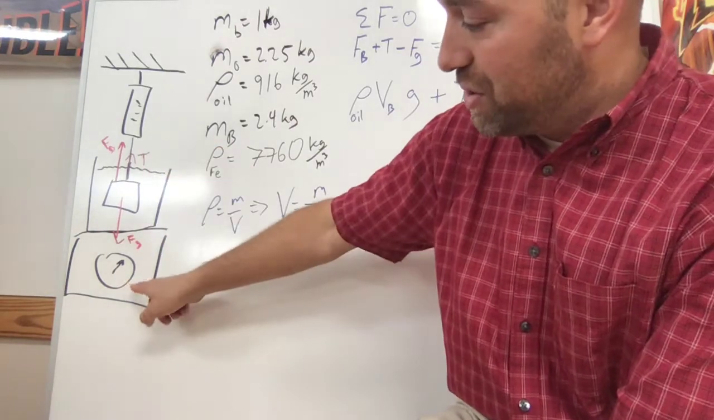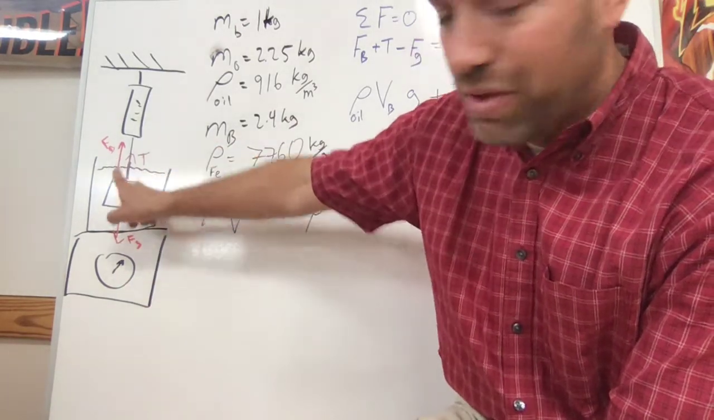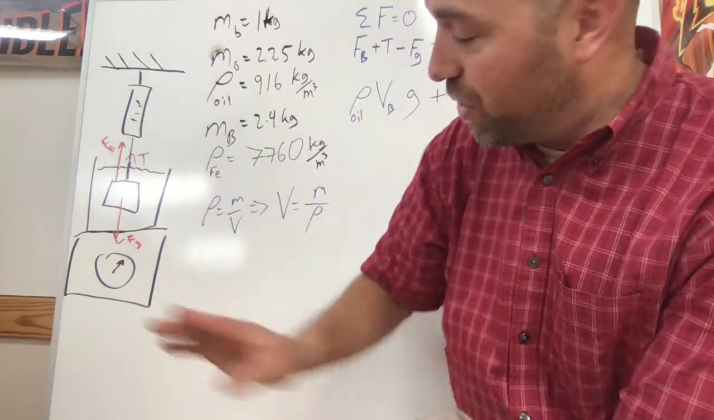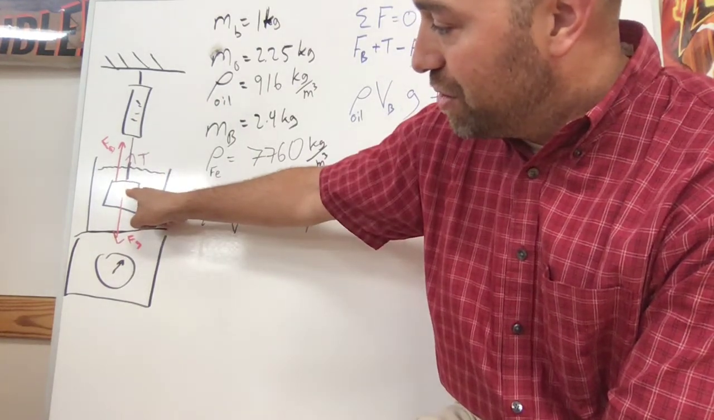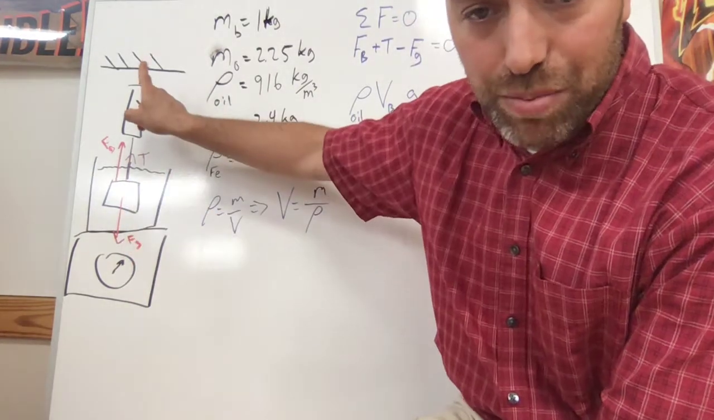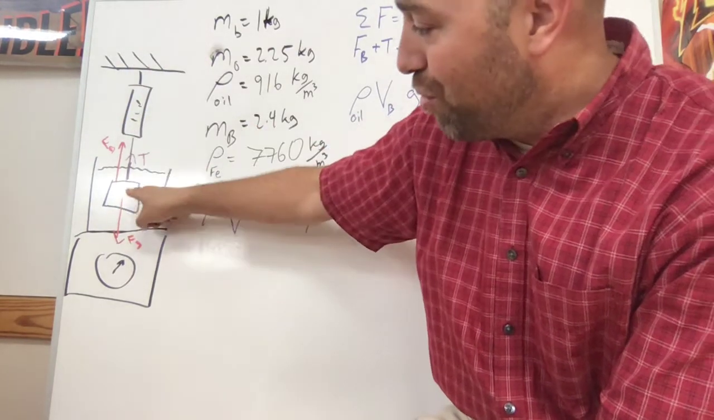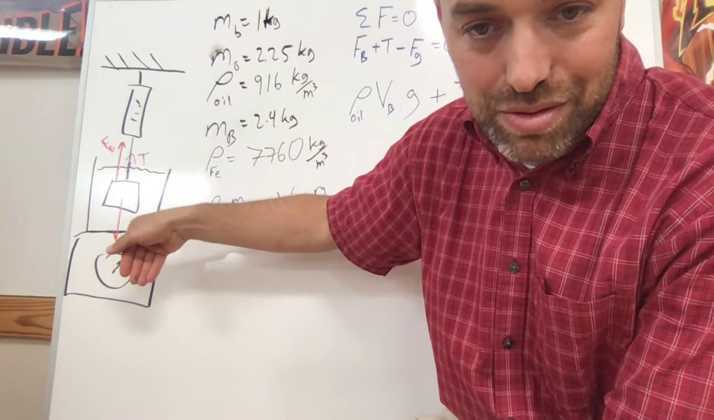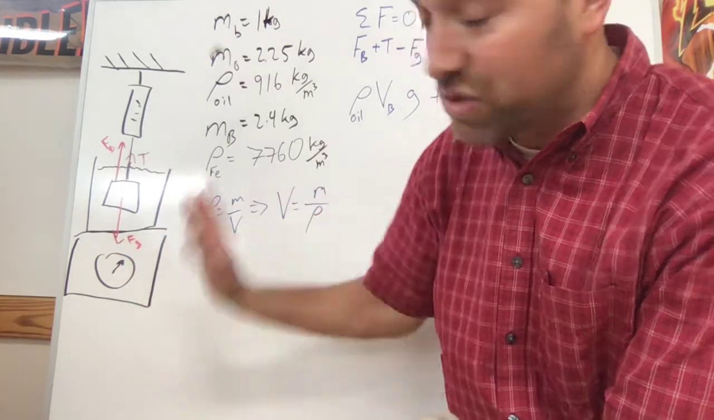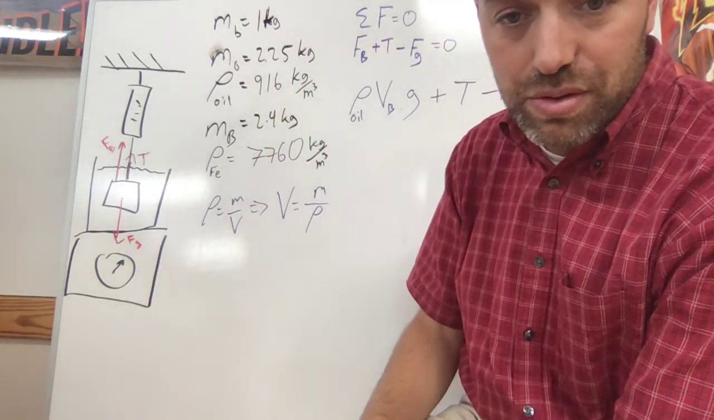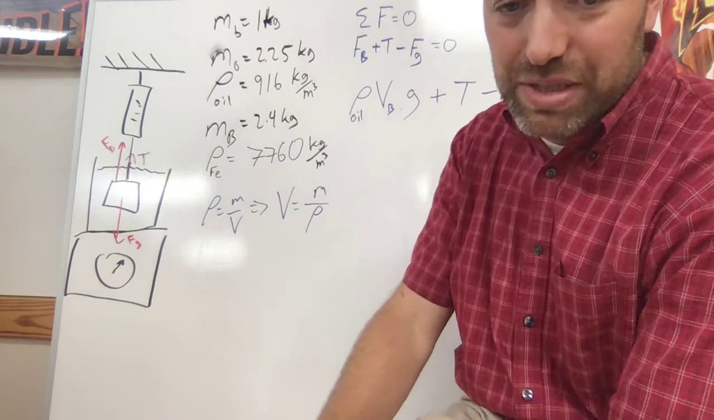Let me say this again. This scale has to hold up the force of buoyancy. Look at it this way. The oil pushes the block up, right? Therefore, by the third law, the block pushes the oil down. So this scale has to hold up that extra force. Does that make sense?